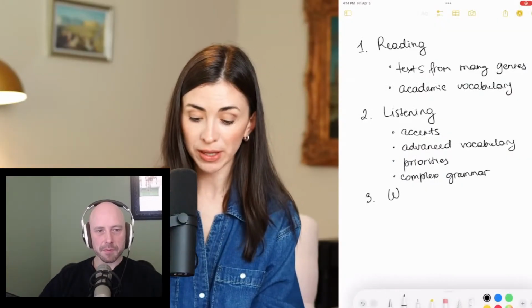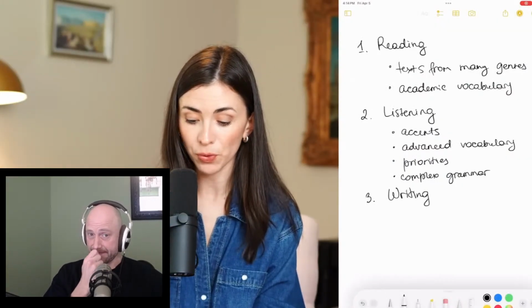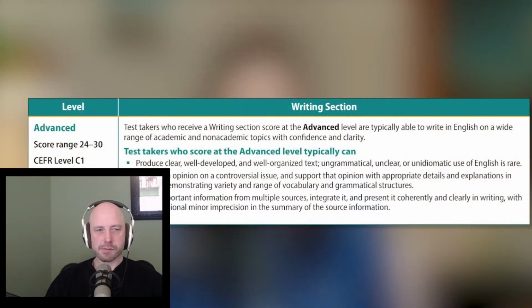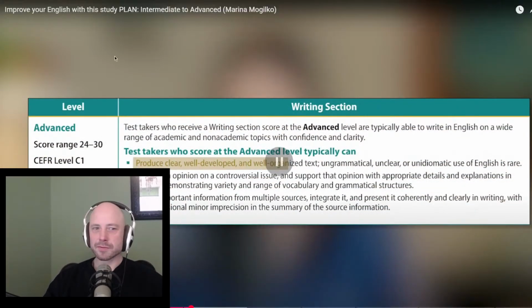Now, the third aspect that you need to be working on is, of course, writing. Now here, let's look at what TOEFL test makers actually want you to be able to do if you want to qualify for the C1 level. Produce clear, well-developed, and well-organized. Good job, Marina, pulling up the rubric.